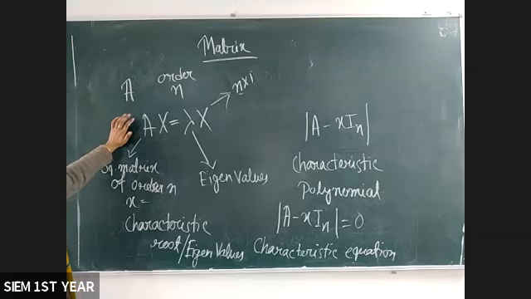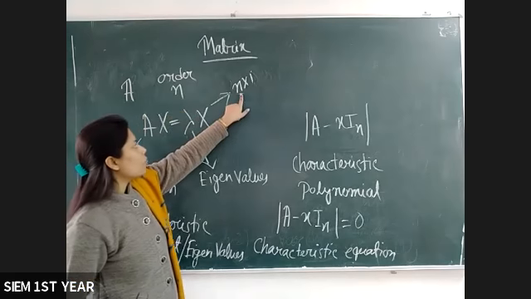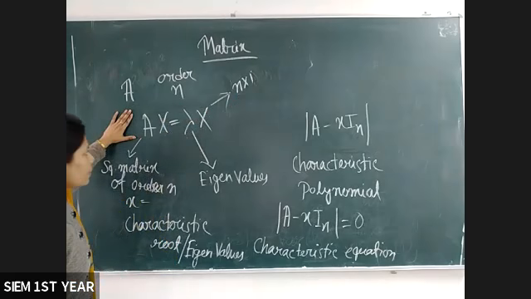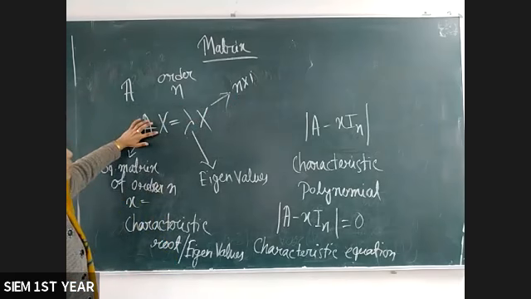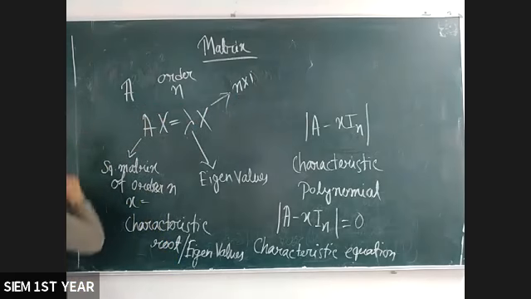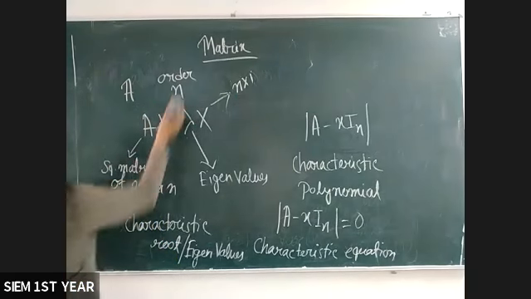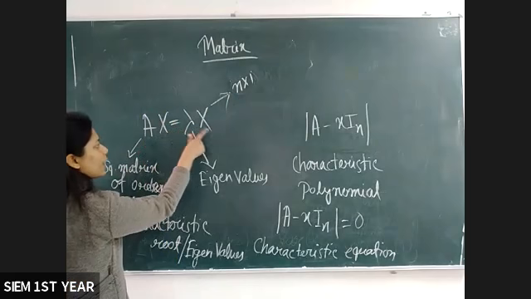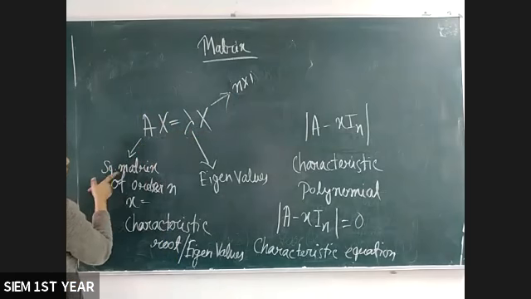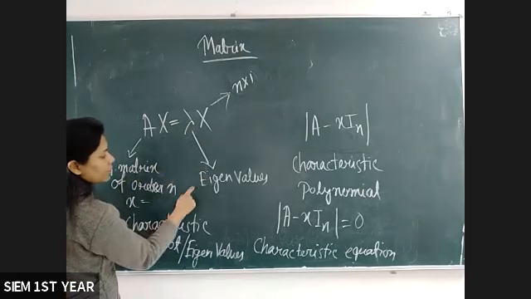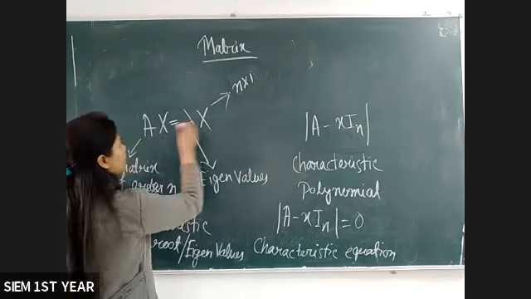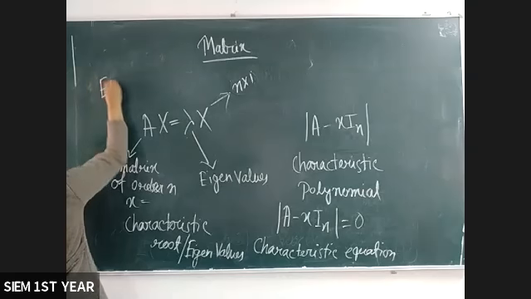So if you can find one vector of order n by 1 which satisfies the equation Ax equals lambda x, then this vector will be called eigenvector. Just note this portion: Ax equals lambda x. A means square matrix of order n, lambda means eigenvalues, and x is a matrix of order n by 1, then x is called eigenvector.